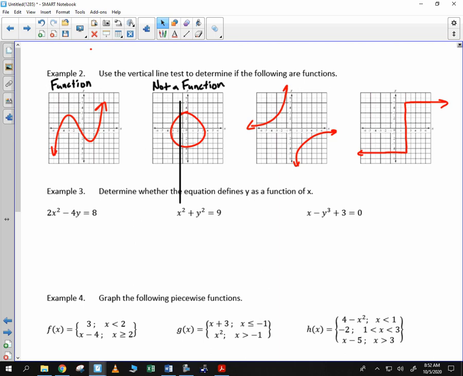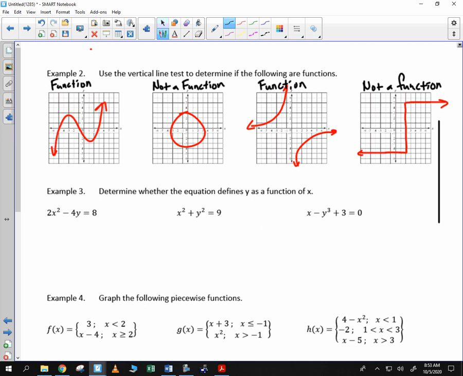In the next one, it crosses once, and then it doesn't cross anywhere, and it crosses once. So this is a function. And then the last one, as you drag it across, you can see it just crosses once. But then when you get to this spot, a vertical line maps over a vertical line, and that would cross an infinite number of times. So therefore, this is not a function. Great.